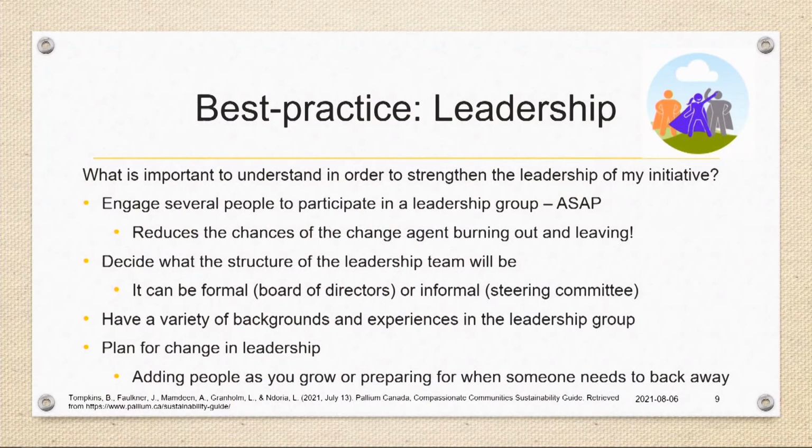And that you need to plan for change for leadership, right? So again, right out of the gate, I've certainly been talking about burnout, life happens, we have to step back. So start planning right away. Don't wait until that moment comes where someone has to step back because they need to caregive for a partner or what have you, right? So start that planning for change.